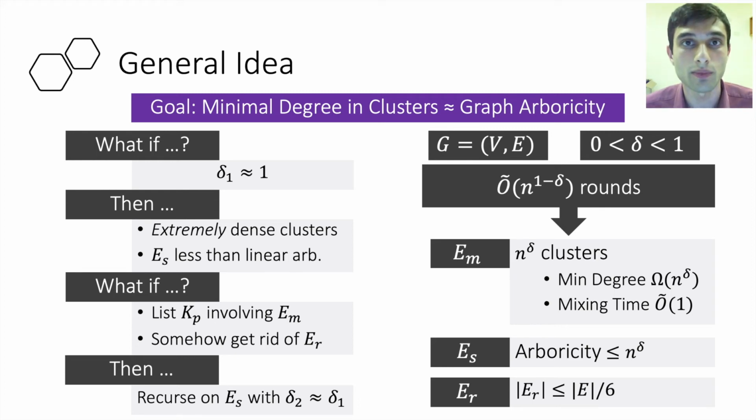And since ES has arboricity slightly less than linear, we can use delta 2, which is slightly less than delta 1. And we can keep on recursing like this, and make sure that at every time, the minimal degree in the clusters is roughly equal to the graph arboricity that we consider.